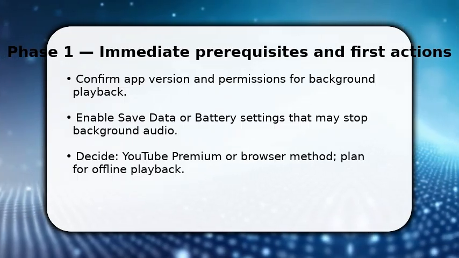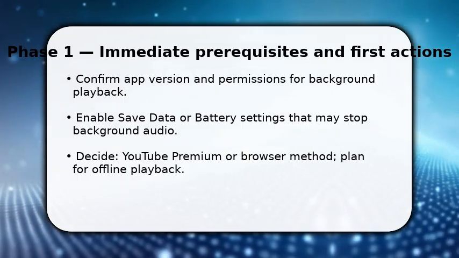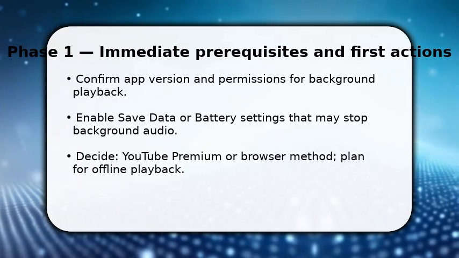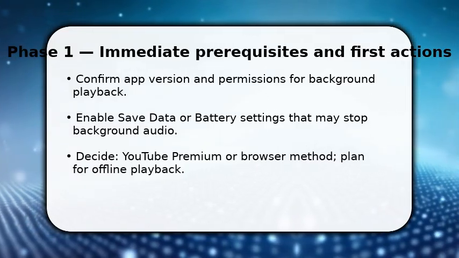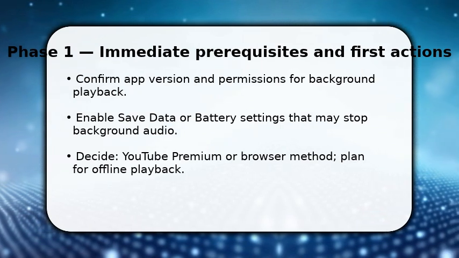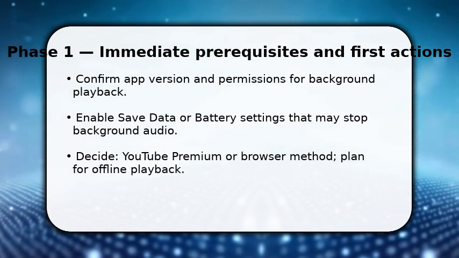If you prefer a workaround, open YouTube in a browser tab and prepare to switch to desktop mode. This matters because the browser method behaves differently than the app. Next, enable the chosen playback path.